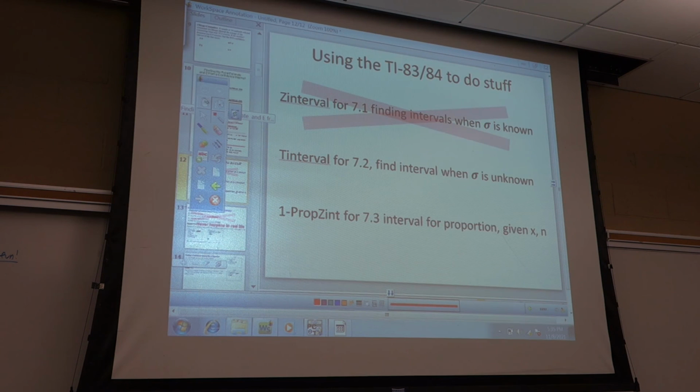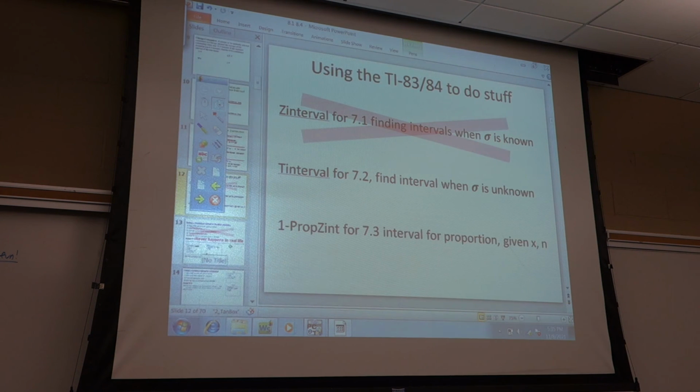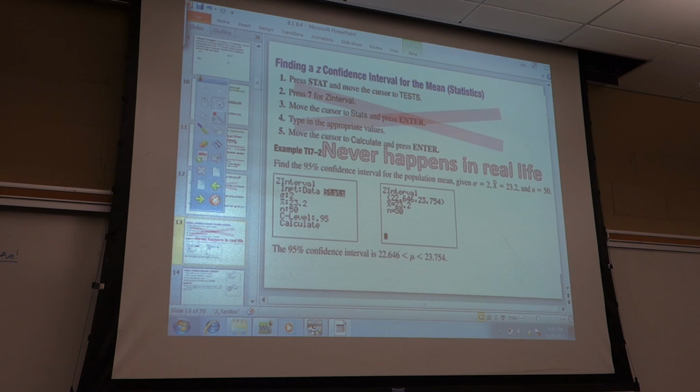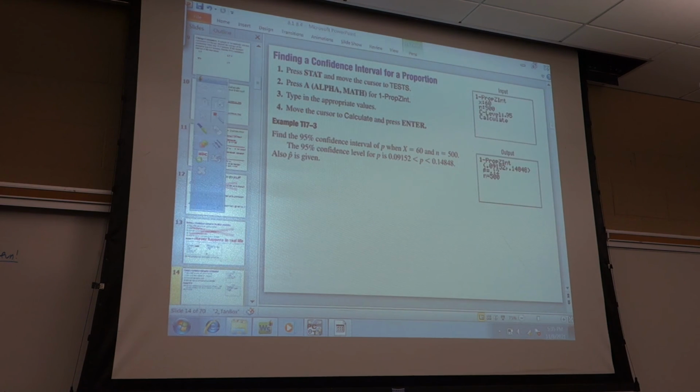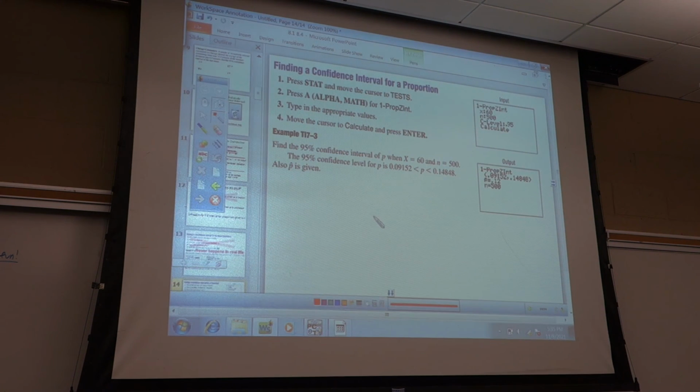So that is how to use those. Again, this one we don't use. And then this is the one for proportions. Remember for the proportions, p hat is equal to x over n. Or if you need the x and you have the p hat, x is equal to n times p hat. Good. All right.